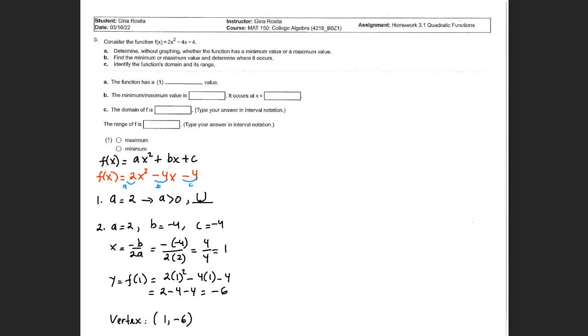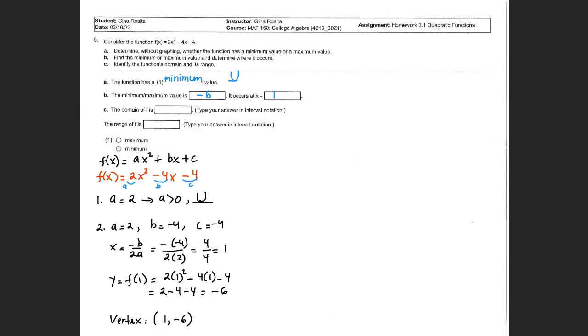So, oh, the A first, yeah, the function has minimum, right? Because the parabola is open upward like this, so we have minimum. So this is minimum. Okay. B, the minimum value is y, yeah. So is negative 6 at x equal 1 because the vertex is 1, negative 6. Okay.